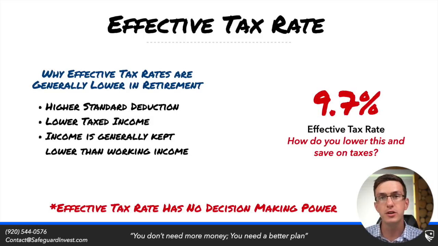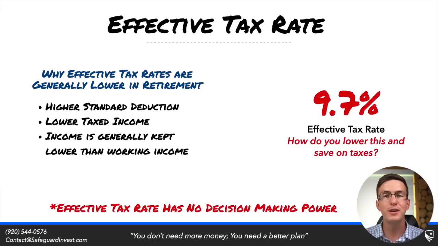So I see a lot of retirees focusing on something called your effective tax rate. You find your effective tax rate by taking the amount that you paid in taxes and then dividing that by the total income that you took. So if you paid $10,000 in taxes off $100,000 worth of income, you have a 10% effective tax rate.